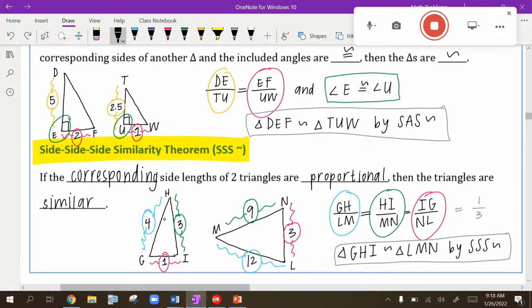So for example, I put triangle GHI in the numerator on all these fractions, and then I put triangle MNL in the denominator on all these fractions. You have to make sure that you're consistent. Notice that for all of them, for example, 3 over 9, 1 over 3, 4 over 12, they all can reduce to 1/3. So what that means is that these two triangles are similar by side-side-side similarity.